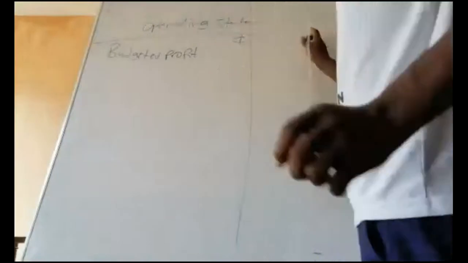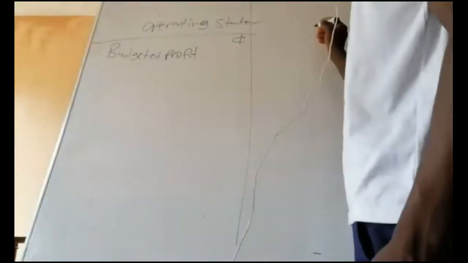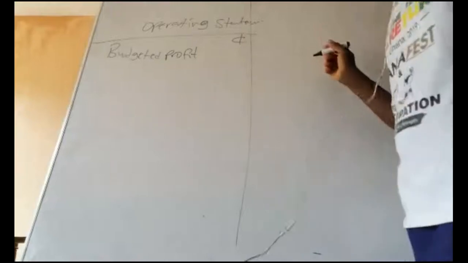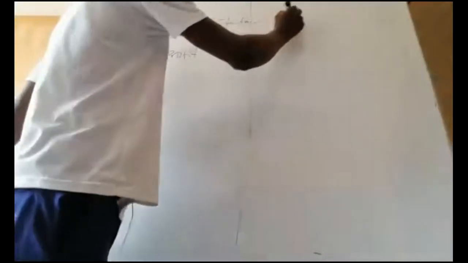So if I write here, you can't see. Okay, the camera is here. Then you have to come and stand here. Good. So budgeted profit.